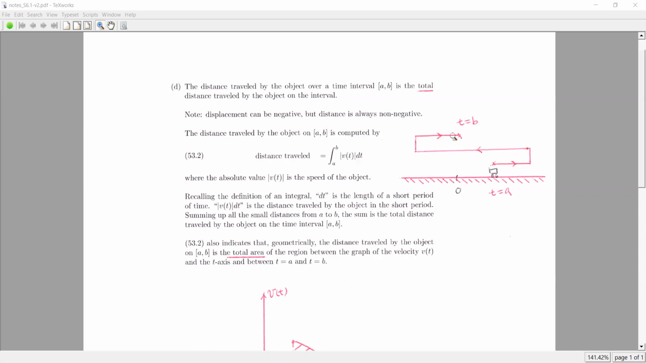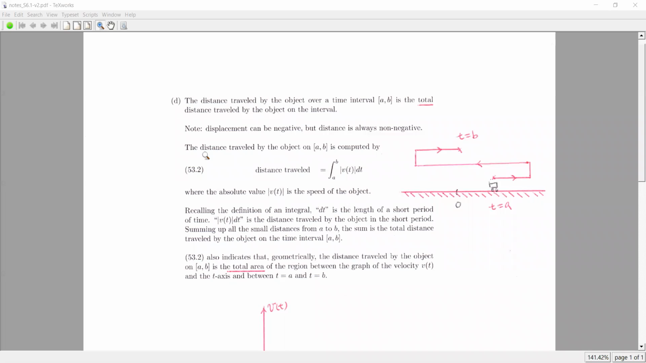Distance is non-negative. On the other hand, the displacement of this car over the time interval is the position of this point, the point corresponding to the time B, minus the position of this point, the point corresponding to the time A. Because this point is to the left of this point, the displacement of this car over this time interval is negative.